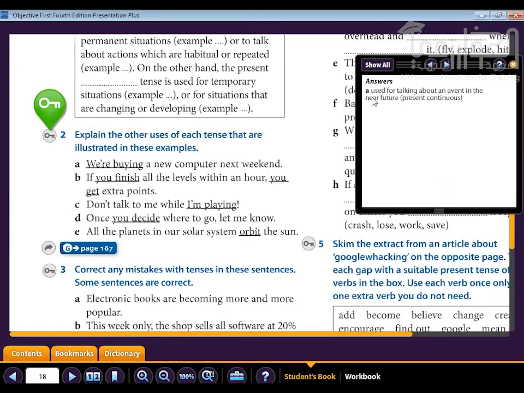So the A is the present continuous, but we are buying, the present continuous, but we're using it for the future. Next weekend is the future. Very good. Now we can also look at the next.